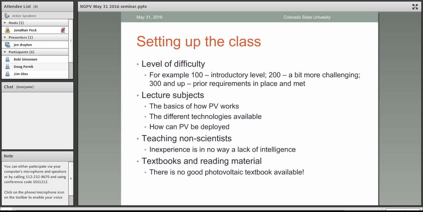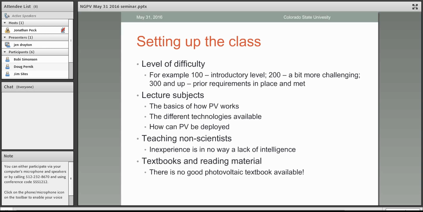Another thing to consider was the level of the class and how difficult we wanted to make it. If you have a 100 level, it's really introductory. You're not going to have a calculus. It's going to be very basic. 200 level is a bit more challenging. And then, of course, the 300 and up, that's why we had prior requirements, because we wanted to make it a little more challenging. We wanted to be able to include some science as well as the technical or the installation side of it.